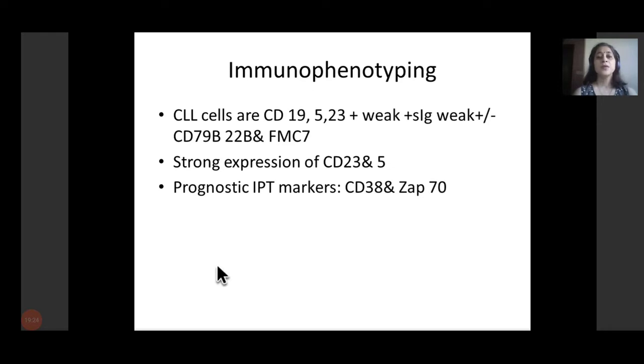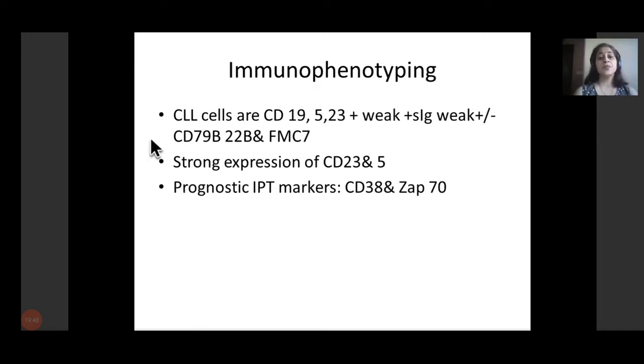As I said, the bone marrow is not diagnostic, but it is used for prognostication, for the basic workup at the baseline, for cytogenetics and the molecular study, and for the bone marrow biopsy assessment of the pattern of distribution and the bulk of the CLL cells.